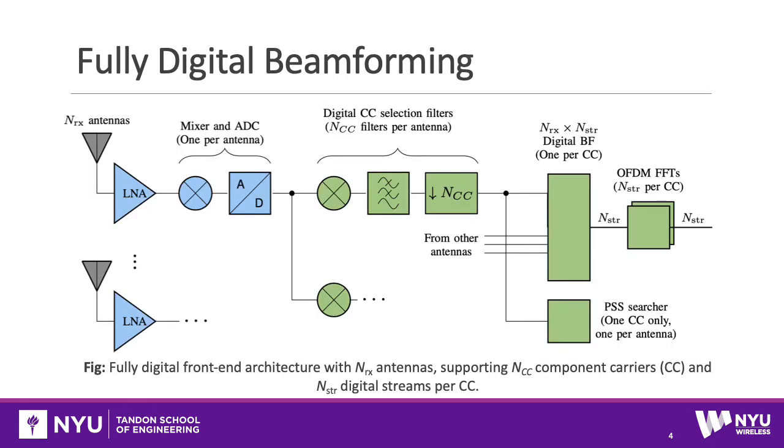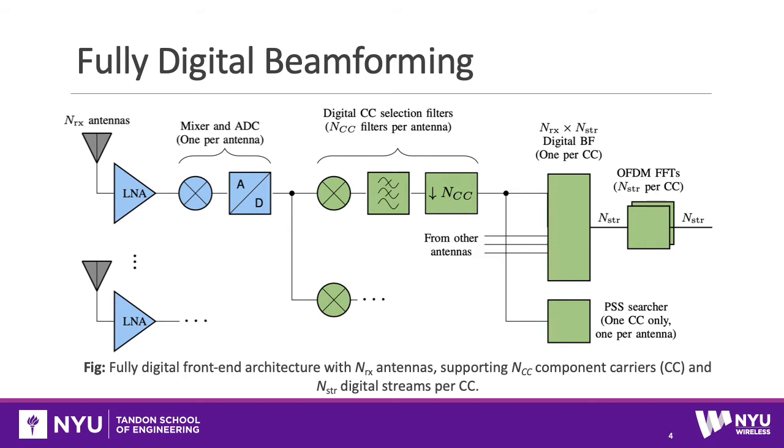Now, let's take a look at the architectures of the different beamforming systems. First, we have the fully digital beamforming, where you can observe all of the analog components drawn in blue and all of the digital components drawn in green. In the fully digital case, we have NRX antennas, and for each antenna we have a dedicated LNA, mixer, and ADC. In each antenna, there are NCC component carrier selection filters, which are used to extract each one of the component carriers.